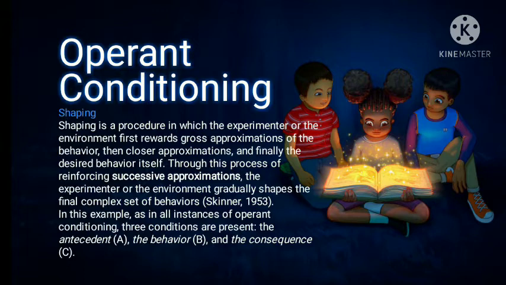Shaping. Shaping is a procedure in which the experimenter or the environment first rewards gross approximations of the behavior, then closer approximations, and finally the desired behavior itself. Through this process of reinforcing successive approximations, the experimenter or the environment gradually shapes the final complex set of behaviors. So, the desired behavior must be shaped first by the environment to emit the behavior without complexities.